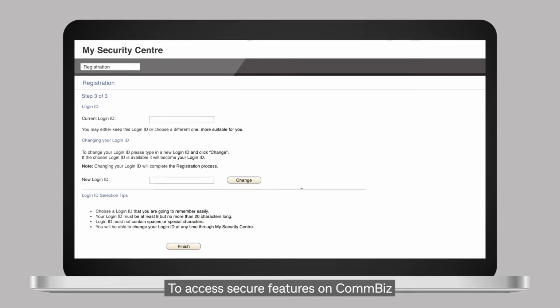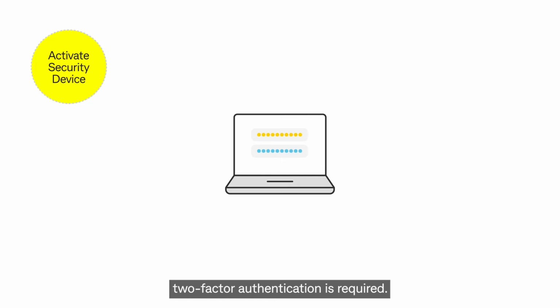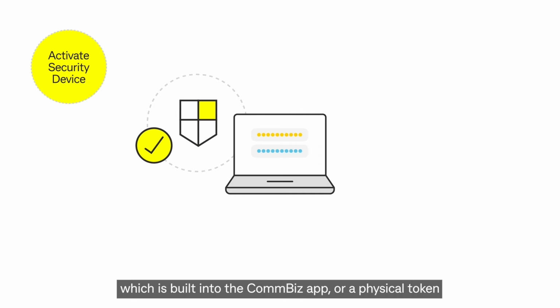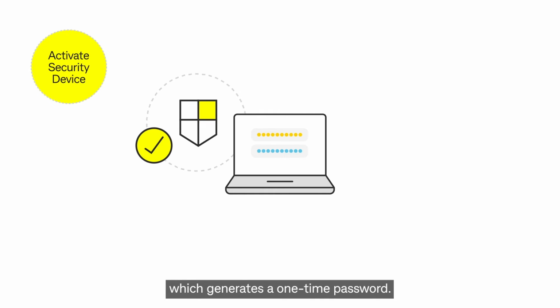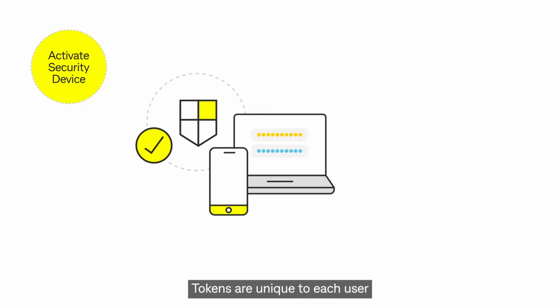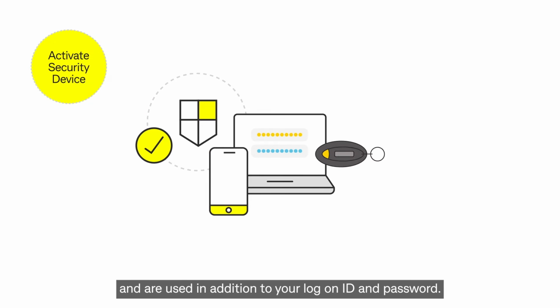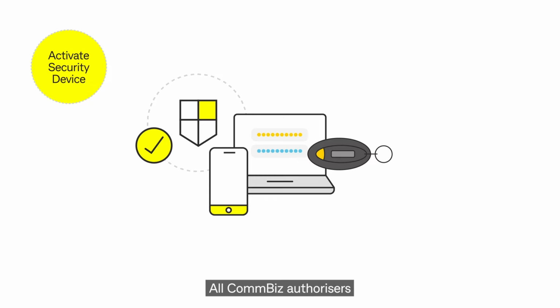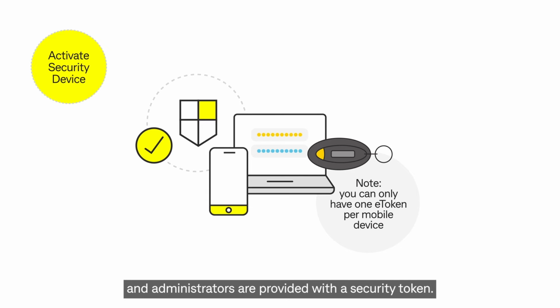To access secure features on CommBiz, like making changes to a service or authorizing a transaction, two-factor authentication is required. You can choose between an e-token, which is built into the CommBiz app, or a physical token, which generates a one-time password. Tokens are unique to each user and are used in addition to your logon ID and password. All CommBiz authorizers and administrators are provided with a security token.